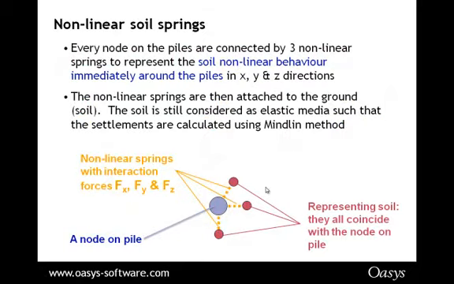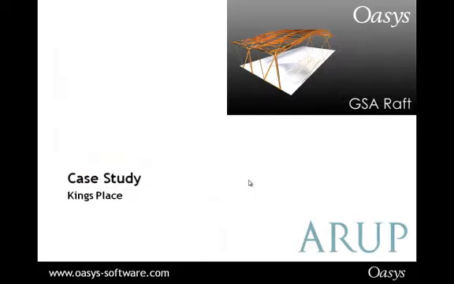So for the non-linear soil springs, every node on the piles is connected by 3 non-linear springs to represent the soil non-linear behavior immediately around the piles in the X, Y, and Z directions. Now, these non-linear springs are then attached to the ground in the soil, and the soil is still considered as elastic media, so the settlements are still calculated using the Mindlin method. So that just touches upon how GSA Raft works.